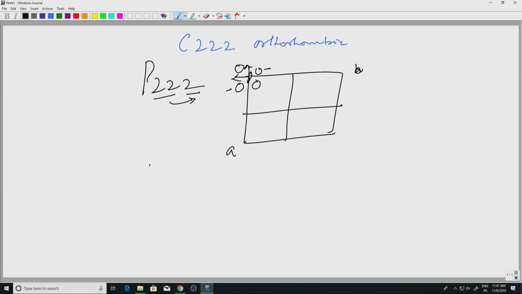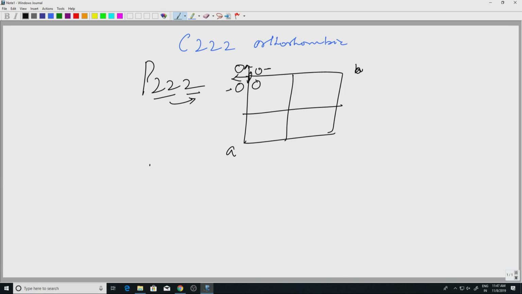So welcome to this course on X-ray crystallography in RP 2019. In the last class we have seen C22 and orthorhombic. Then we will continue now. We have seen P22.